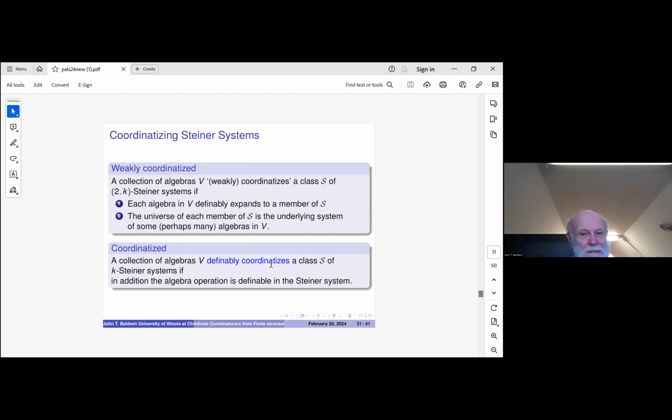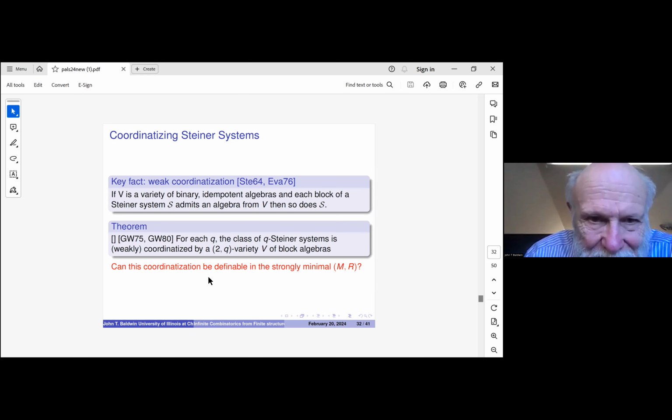Now, why can I do that? Because of this two variable identity thing. The quasigroup structure is determined entirely by what happens on individual lines. And so what we're going to do is guarantee that every line has length Q and then put one of these block algebras from our variety on it. So that is the weak coordination of Steiner and Evans.